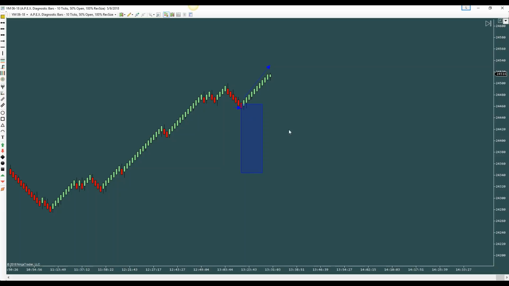So your risk on this trade, and let's say that this spread went down 24,360. Here, let's do it like this. Let's say that this was a 100 tick spread. Okay. So you're long the futures contract. Okay.